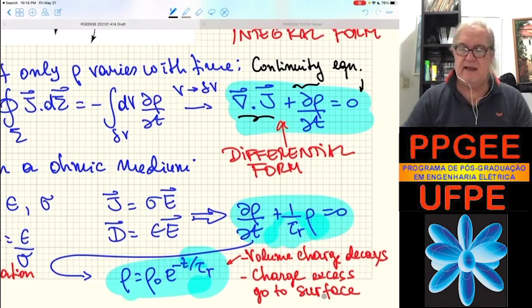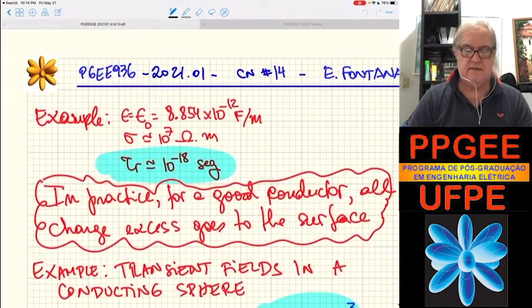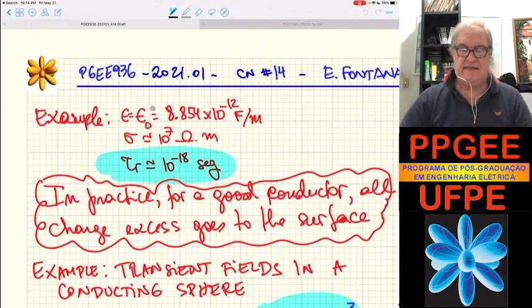Just to give you an idea how large those numbers are. If we have, let's say, a typical permittivity equal to that of vacuum, 8.854 times 10 to the minus 12 farad per meter, and a good conductor, the relaxation time is 10 to the minus 18 seconds. So in practice, for a good conductor, all charge excess goes to the surface immediately, instantly, right?